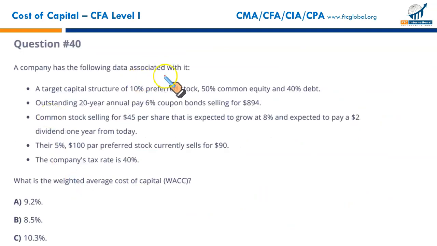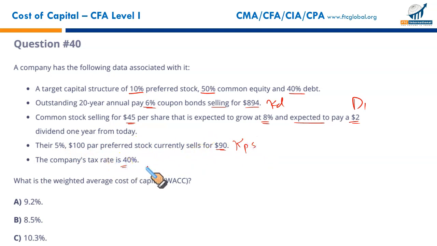A company has the following data associated with it: a target capital structure of 10% preferred stock, 50% common stock, and 40% debt. What do we need? Outstanding 20-year annual bonds paying a 6% coupon, selling at 894. This will help us calculate the cost of debt. Common stock selling for 45, expected to grow at 8%. The next dividend is D1 as per the dividend discount model, a $2 dividend 1 year from today. Their 5%, $100 par preferred stock currently sells for $90. This will help us calculate the cost of preferred stock.